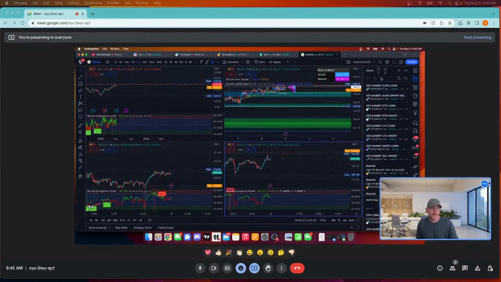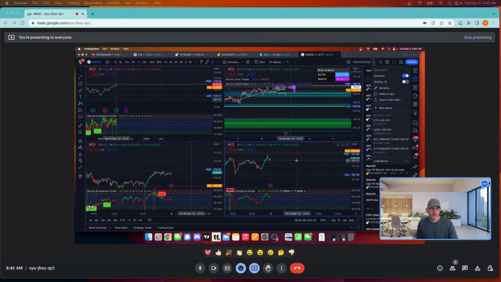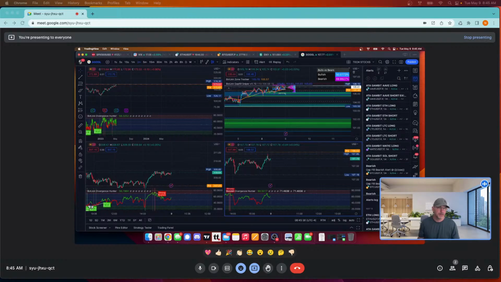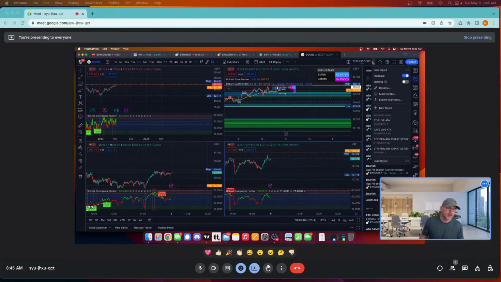LTC. All right, let's go with LTC. Why is that? Load layout. There we go.